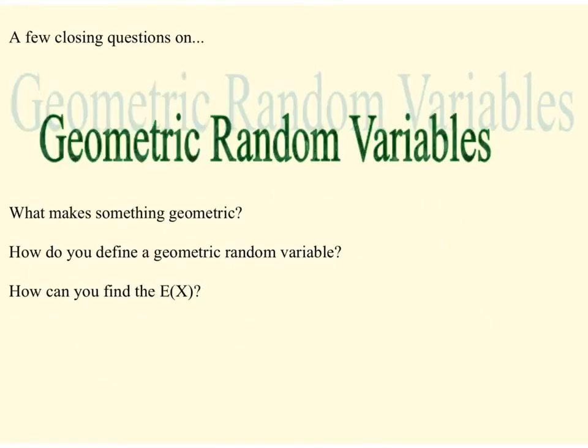So what is it that makes something geometric? Well, we already began talking about the three things they have in common: success or failure. Trials are independent, so the probabilities don't change. So what makes something geometric as opposed to binomial is it's the number of trials until success is the variable of interest here.